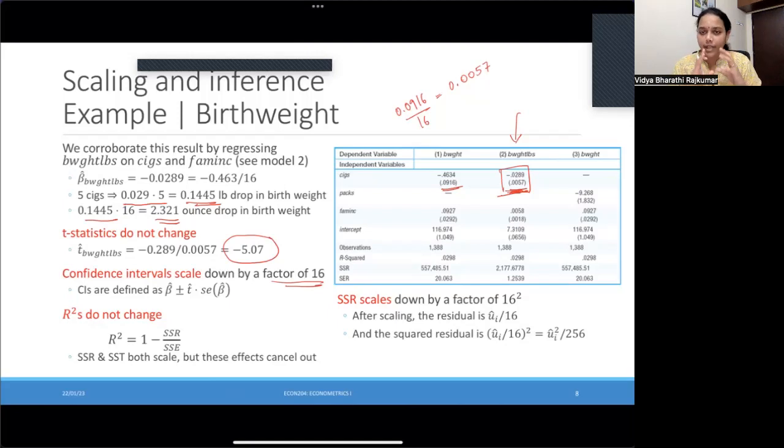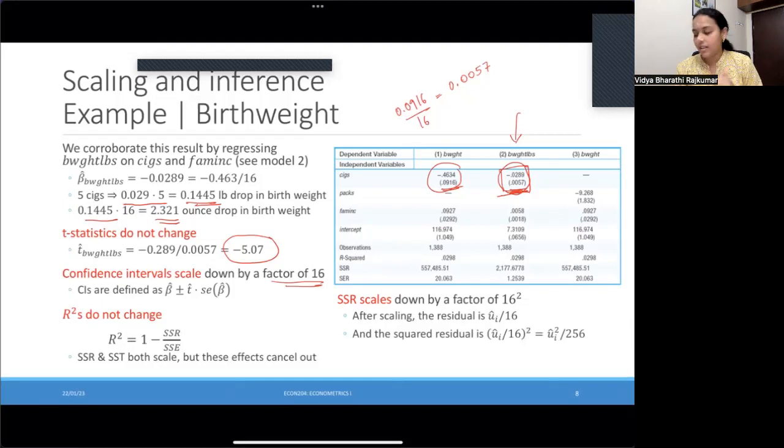Think about it in another way, it will make sense. Notice the coefficients on cigarettes in the first two models. The number in the second case is a lot smaller because you're now measuring birth weight in pounds. So if my beta hat coefficients and the standard errors are smaller, the confidence interval is going to be just centered around those smaller numbers. And it's going to be tighter around just those numbers. And that's because confidence intervals are scaling down by the same factor.